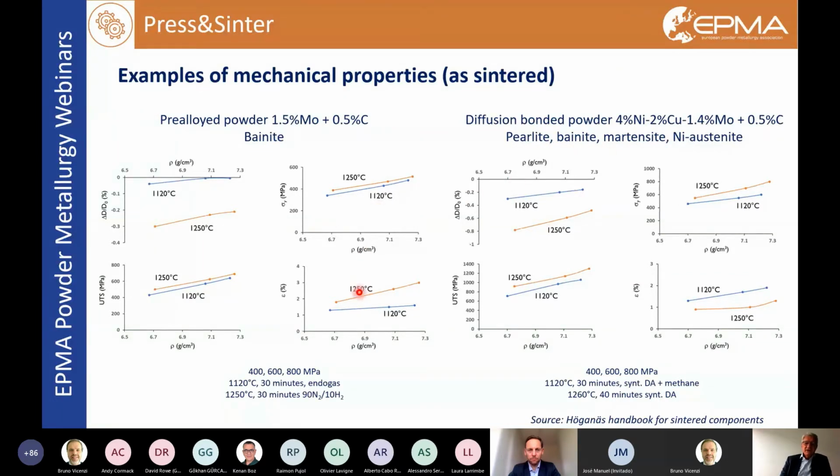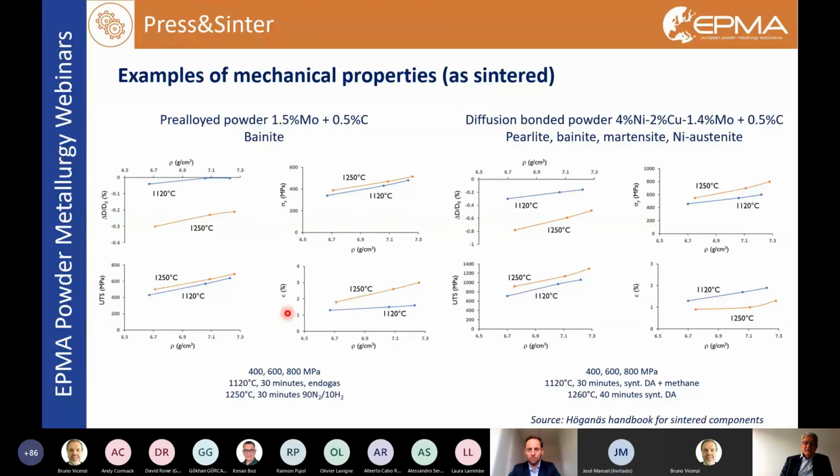So the processing conditions to obtain these specimens are reported on the slide, and the source is the handbook for sintered components. We have 4 diagrams for each material. This one deals with the dimensional change on sintering. It's not important to discuss it. What I want to discuss is the yield strength, the ultimate tensile strength, and the tensile elongation.